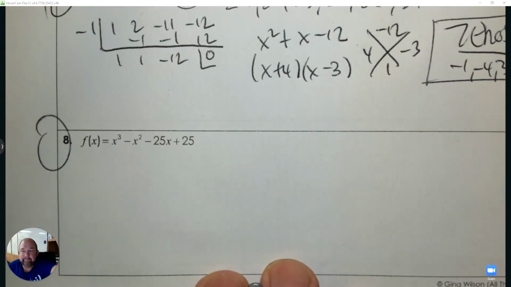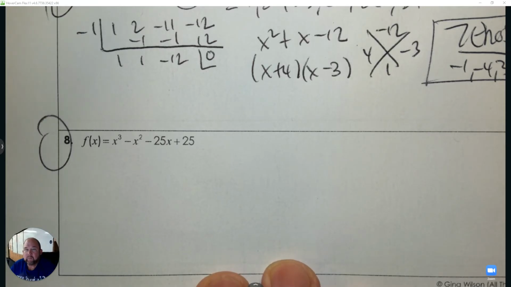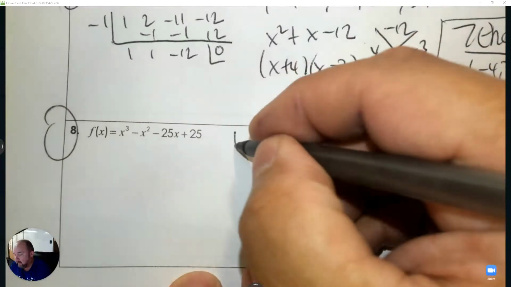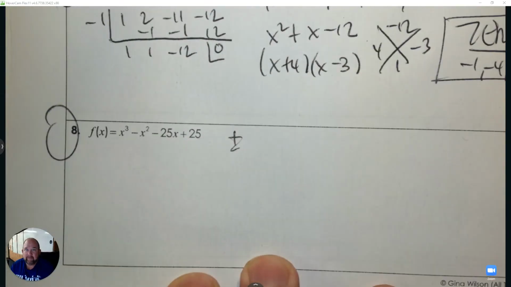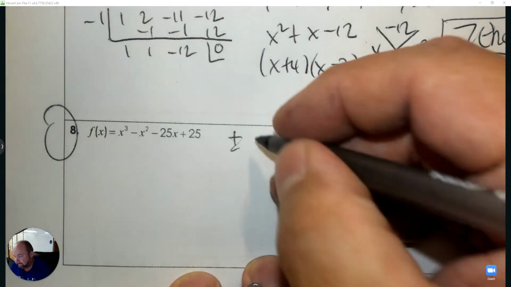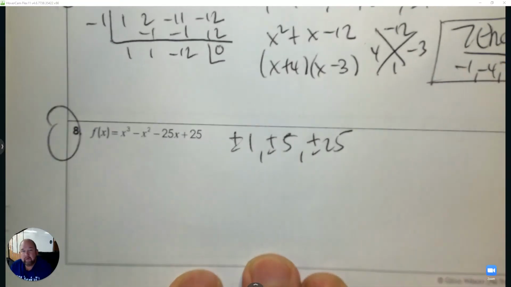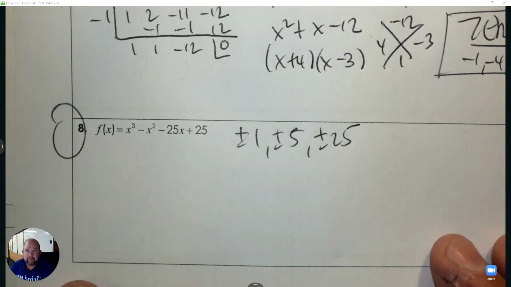Number 8. $25. What are all the numbers that go into 25? I want you to press pause and try this. Then press play. So those are all the numbers that go into 25 evenly.